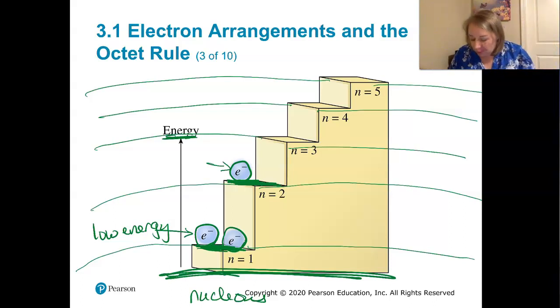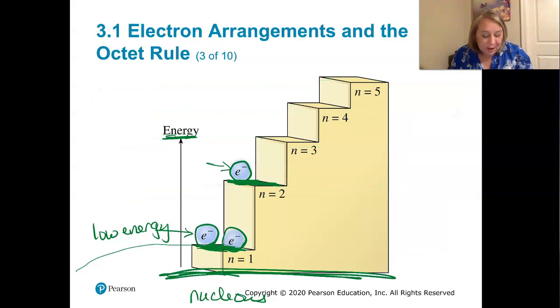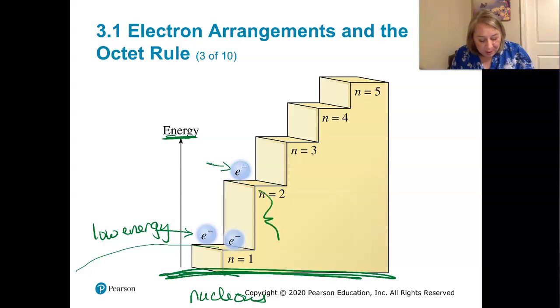All right, so when we do this, what you have to notice about this staircase, I'm going to erase my lines here, is that these steps aren't like the steps in your house. They're not even steps. So from the first energy level to the second, this step right here is huge. It's a really big step.